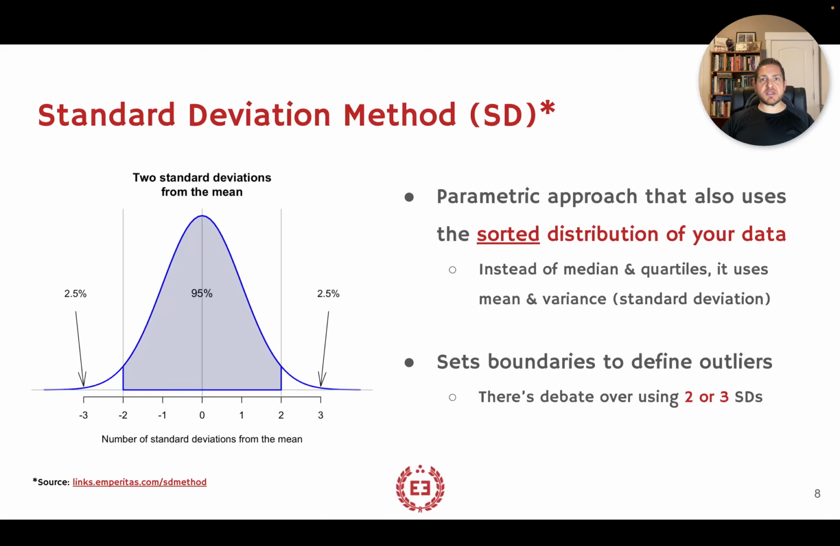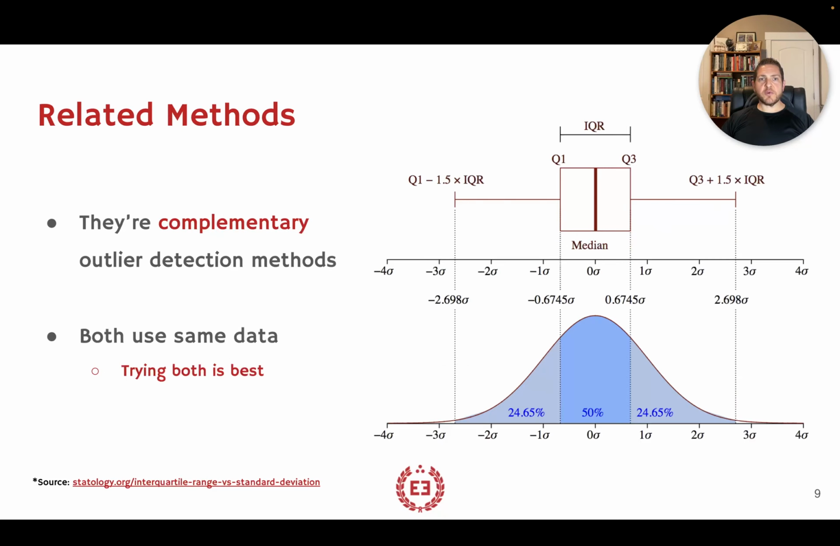And you'll see when we dig into the software momentarily how much that can change all of the values involved. One final thought, these are related methods. Specifically, they are complementary methods, and you should look at both. Both methods use the same data and will come to similar conclusions, especially under a normal distribution.